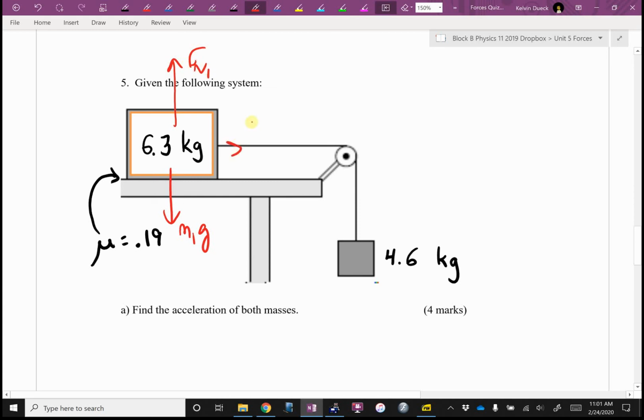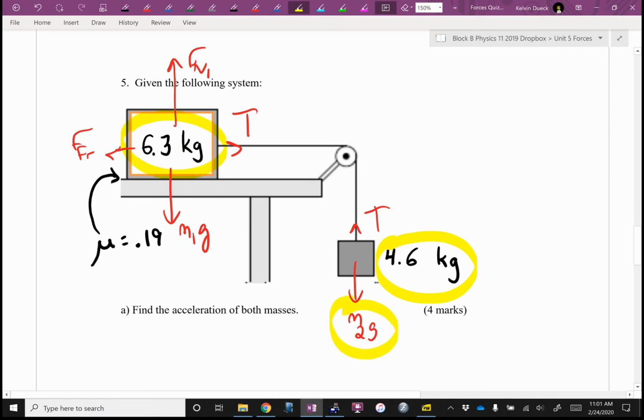There is a rope. What do we typically call the force from a rope? And is there friction? Well, there's a mu, so let's assume there's friction there. M2G. Tension. Who's winning? Mr. Dewick, this mass is smaller than this mass. How is it possible for M2G to be winning? Doesn't M2G have to be bigger than 6.3 to win?